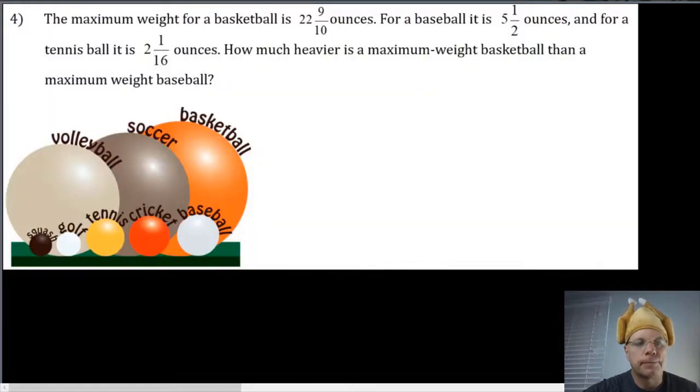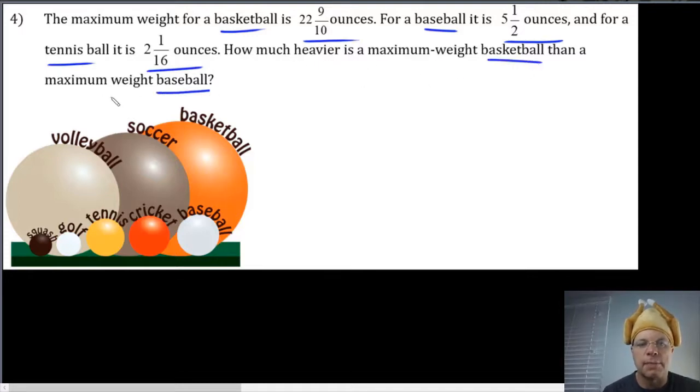Problem 4. The maximum weight for a basketball is 22 9/10 ounces. For a baseball, it is 5.5 ounces. And for a tennis ball, it is 2 1/16 ounces. How much heavier is a maximum weight basketball than a maximum weight baseball? So we don't care about the tennis ball. We want to know the difference between the basketball and the baseball.